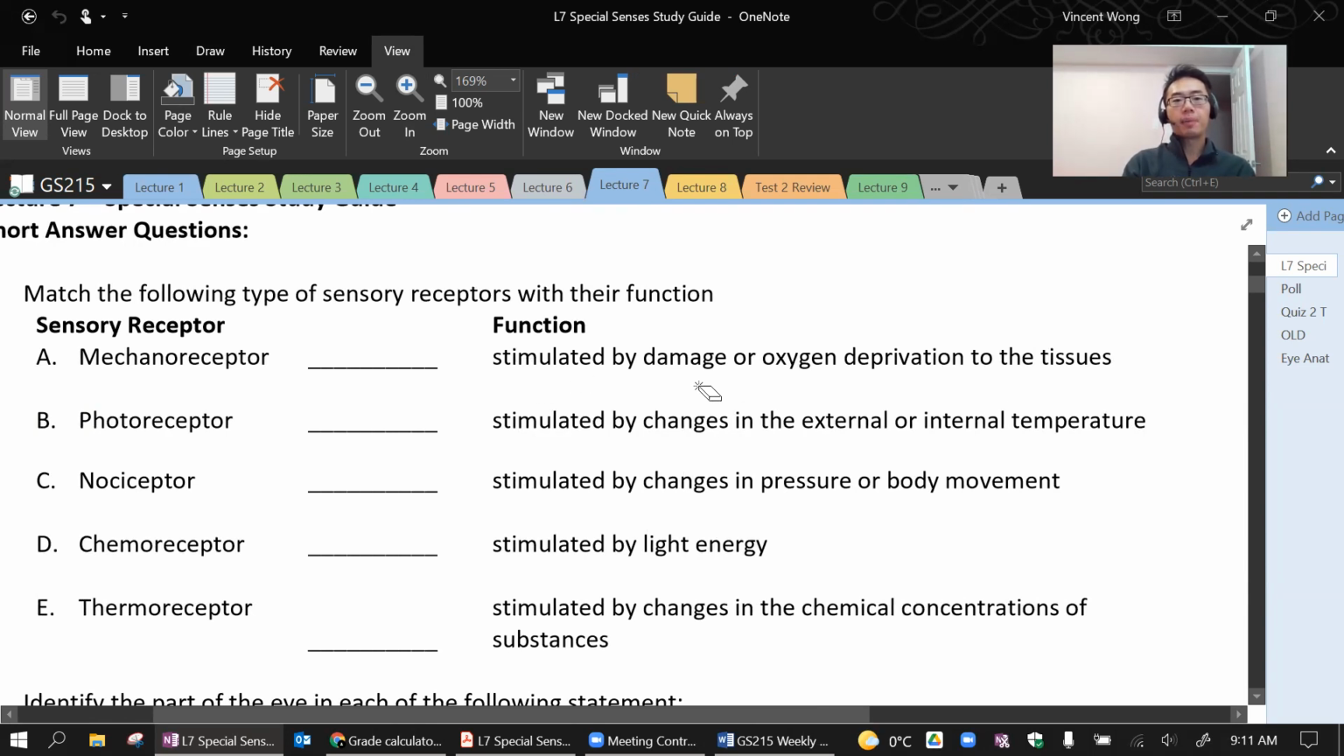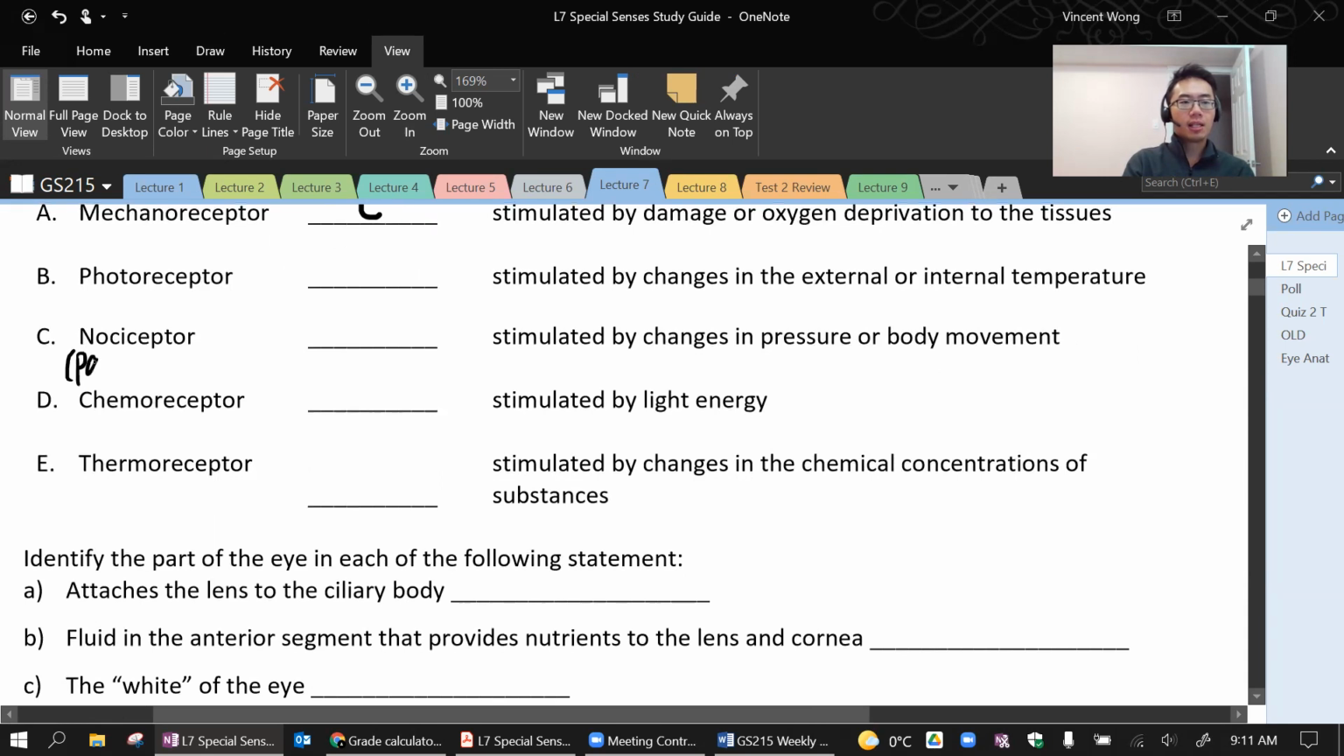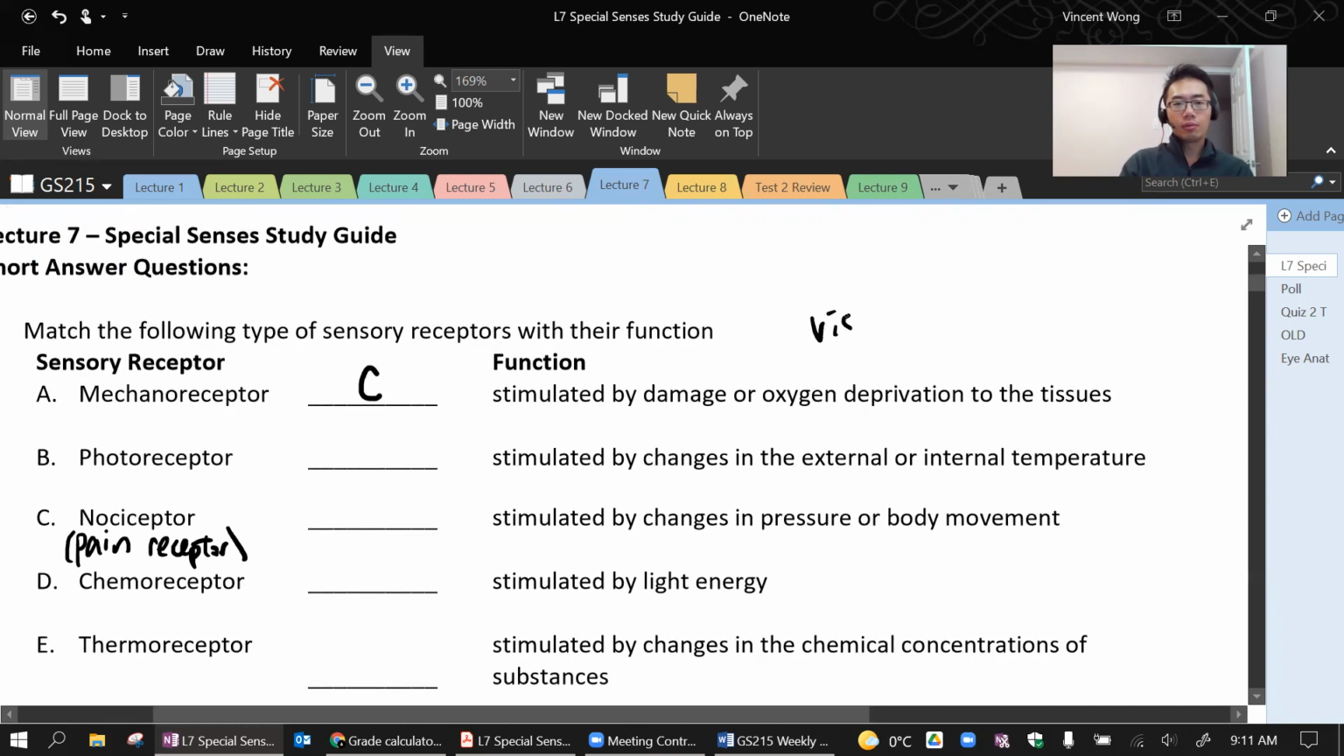This receptor is stimulated by damage or oxygen deprivation to tissue. That would be the nociceptors. Nociceptors is a special word for pain receptors. So this is basically a pain receptor. There are two types of pain receptors. There is the visceral nociceptor, as opposed to somatic nociceptors.